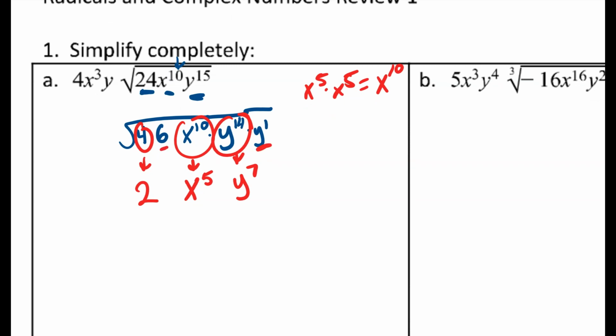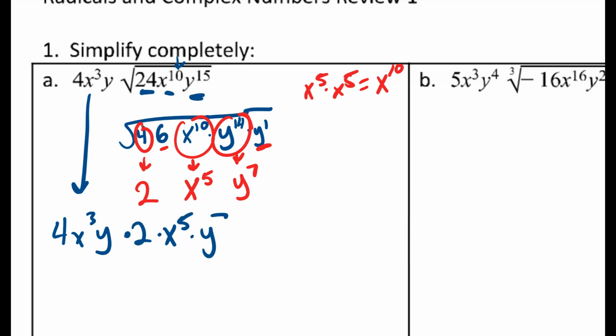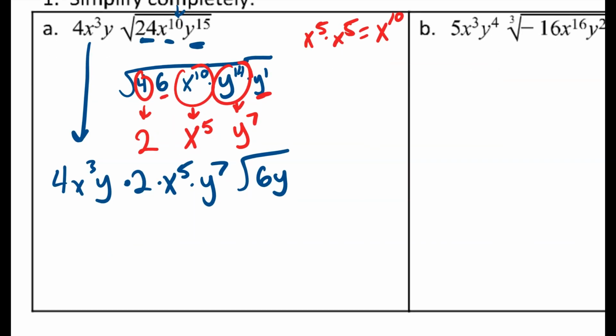And inside I should still be left with a 6 and a y. So I have 4x cubed y, I'm just bringing down what was out in front, times 2 times x to the 5th, times y to the 7th, times radical 6y. And then I combine whatever I can on the outside. So 4 times 2 is 8, x to the 3rd times x to the 5th is x to the 8th, and y times y to the 7th is y to the 8th.